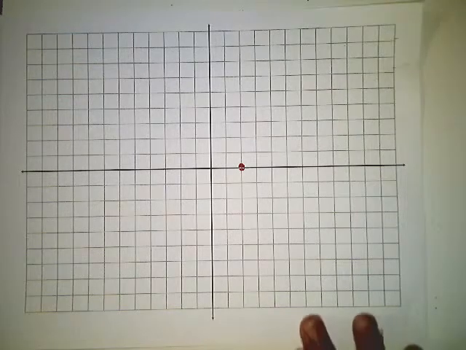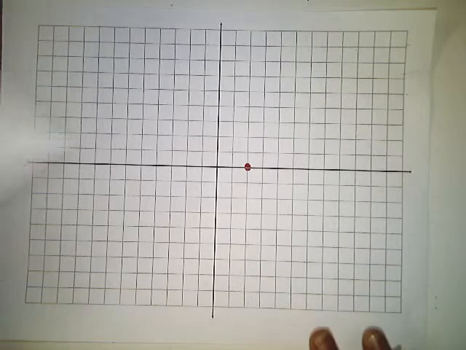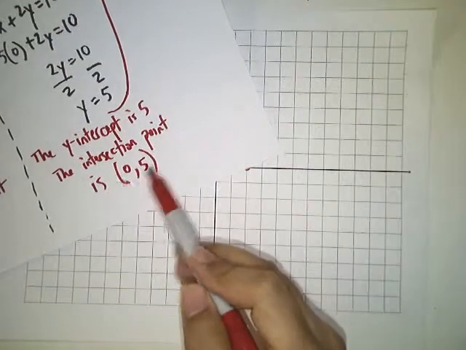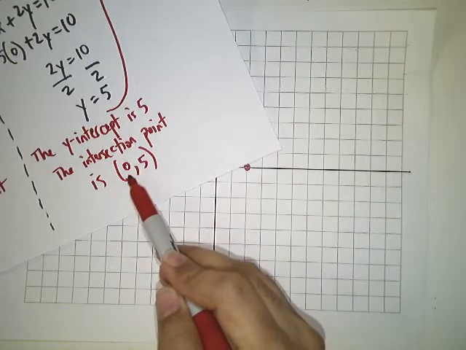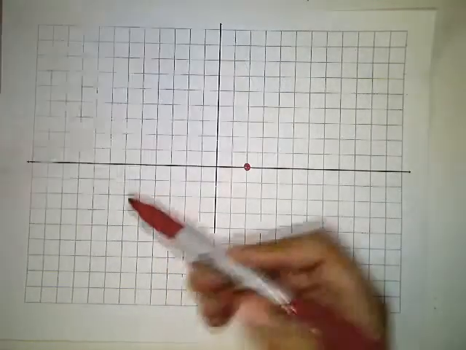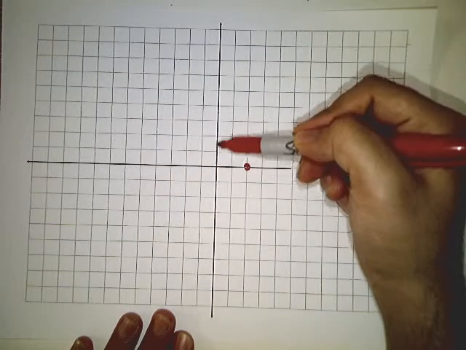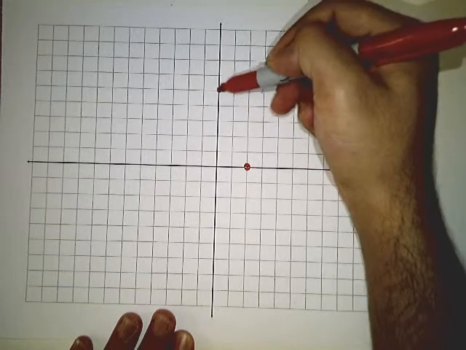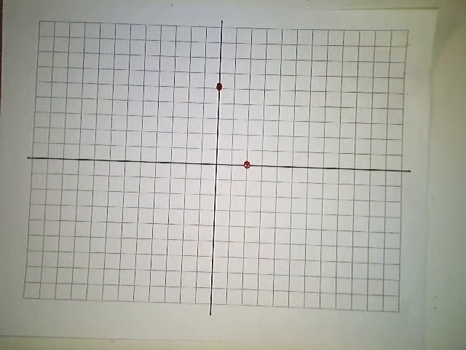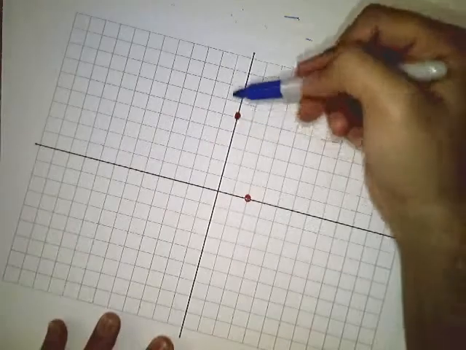The next point we found was (0, 5). That means go left or right 0 and up 5. So left or right 0. No, we don't go left or right at all, and we go up 5. 1, 2, 3, 4, 5. Those are the 2 points for our line, and we'll connect them.